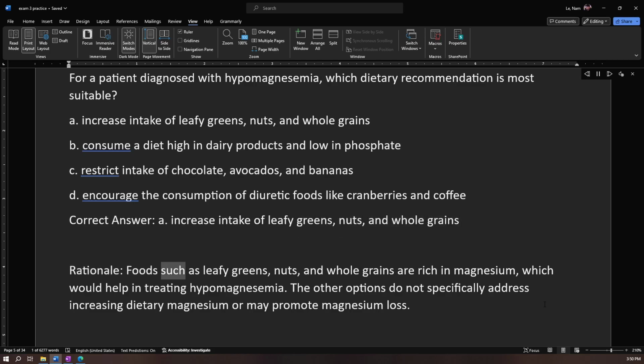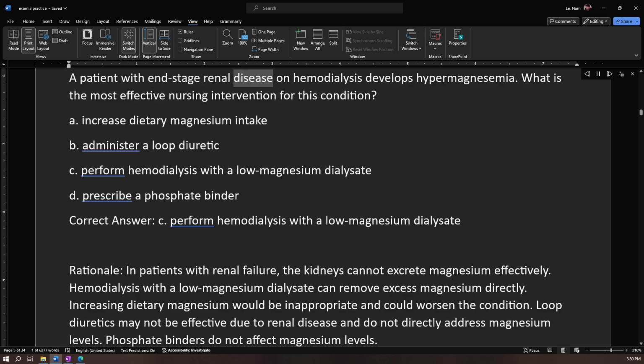Rationale: foods such as leafy greens, nuts, and whole grains are rich in magnesium, which would help in treating hypomagnesemia. The other options do not specifically address increasing dietary magnesium or may promote magnesium loss. A patient with end-stage renal disease on hemodialysis develops hypermagnesemia. What is the most effective nursing intervention for this condition? A. Increase dietary magnesium intake.